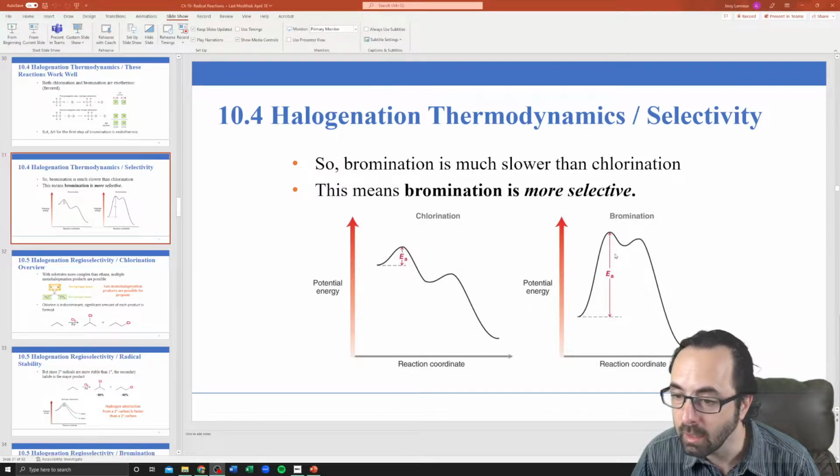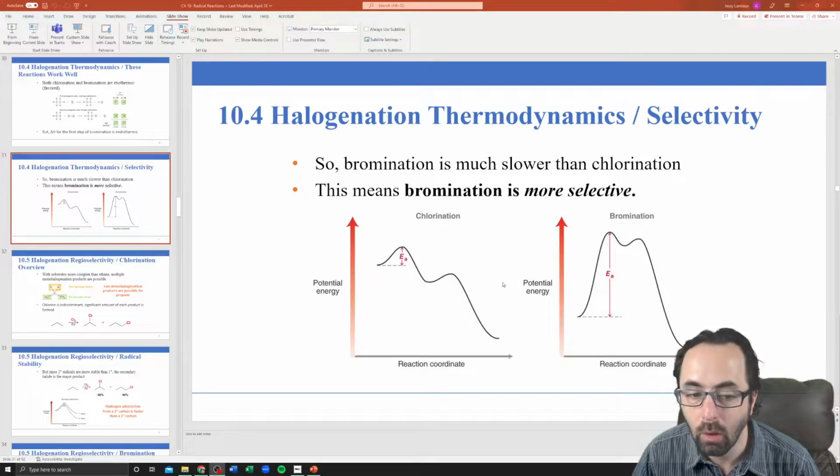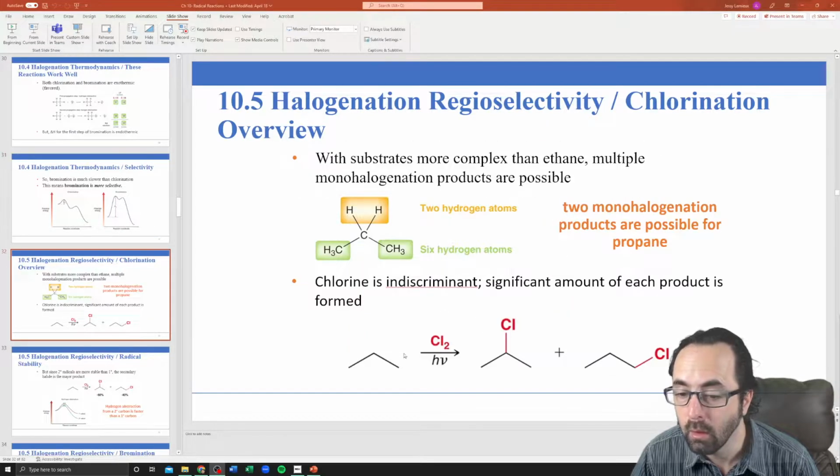However, for bromination, the first step is quite slow and is not spontaneous. And so what we're going to see is that this results in a much more selective bromination, where we can decide where the bromine is going to go in a particular spot. For the chlorine atoms, there's no difference between these two. Essentially, both will proceed spontaneously and quite quickly as well.